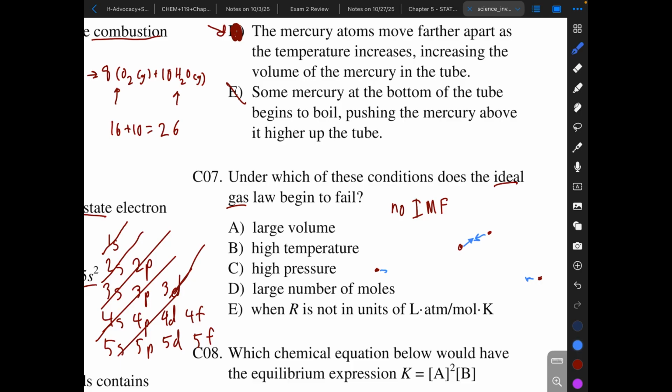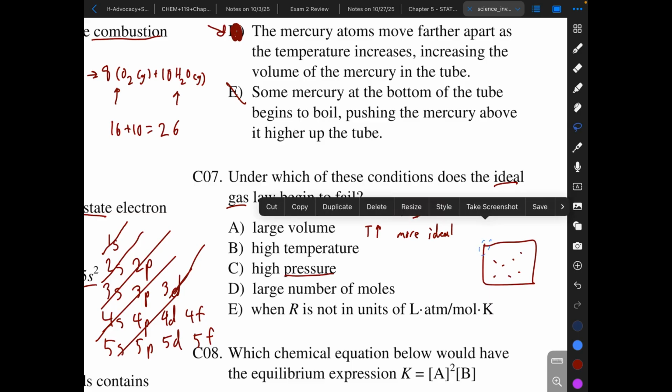Based on number 6, I told you guys that as temperature increases, the distance between atoms increases. Atoms will start to spread out. So the higher the temperature, the further they are. The higher the temperature, the more ideal they are. So what about pressure? Pressure kind of works in the opposite way. Imagine you have a box with all these atoms, and it's a very big box, so atoms have a lot of space to move. Now, what if I compress this box?